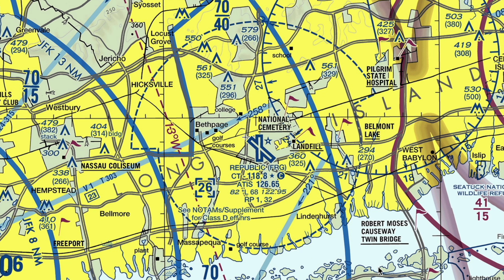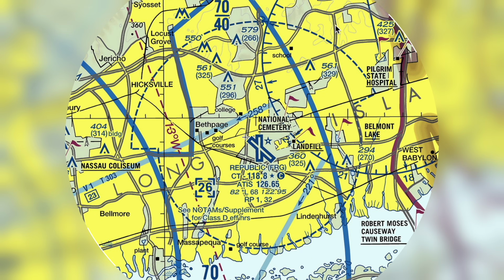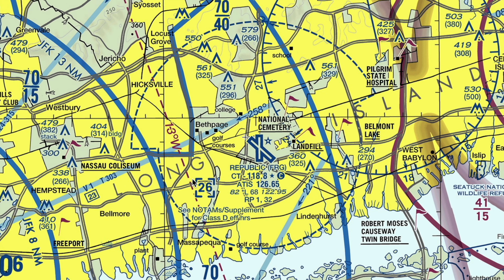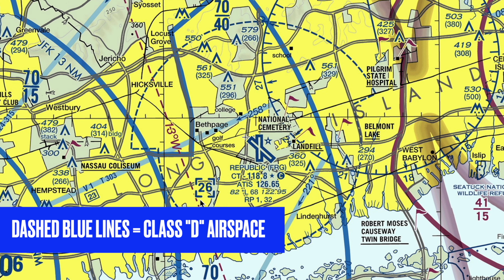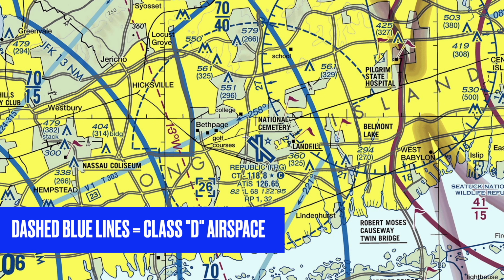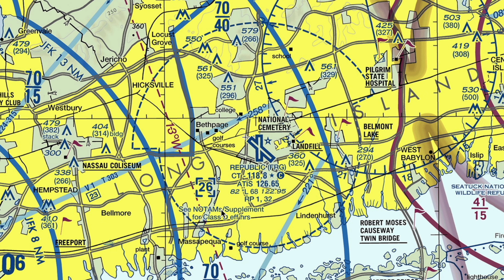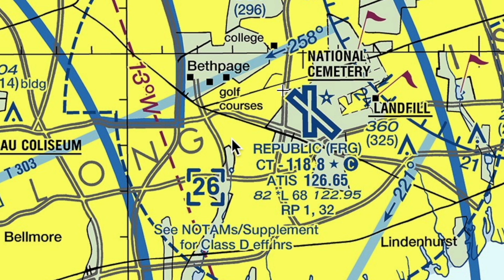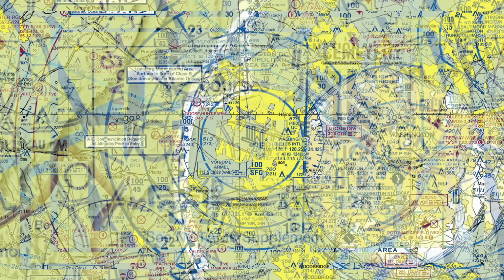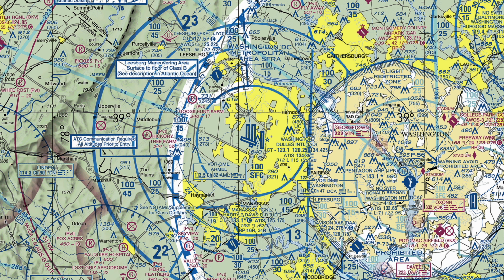Now, if we pull back a little bit, you'll see that this airport has blue dashed lines around it, signifying the class of airspace. So, question, what is the class of airspace on this particular airport? Well, if you said Class D, then you are correct. And Class D will always start at the surface, and the ceiling is indicated by the number 26, so it's 2,600 feet MSL.